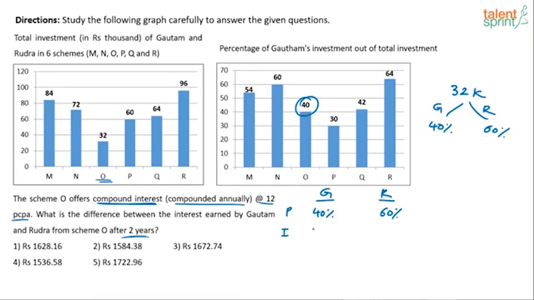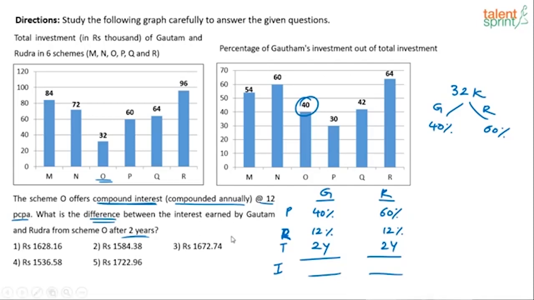Both of them are getting interest at what rate? 12% per annum. For how many years? What is the time? See, P, T and R. Rate of interest is 12%. Time period is how much? 2 years for both of them. So basically he says find out the total interest earned by Gautam, by Rudra, and the difference. What is the difference between the interest earned by Gautam and Rudra from the scheme after 2 years?